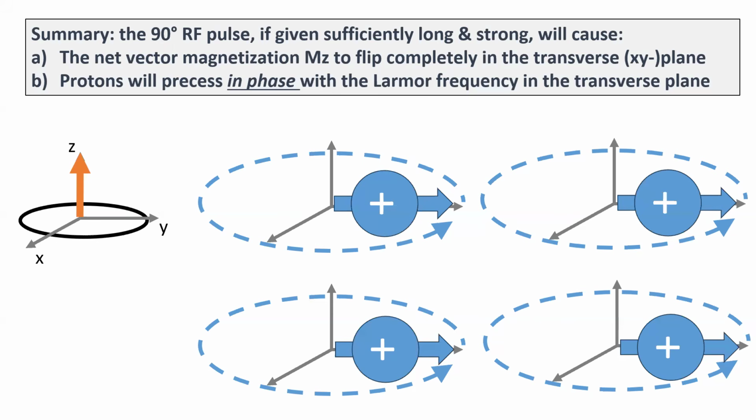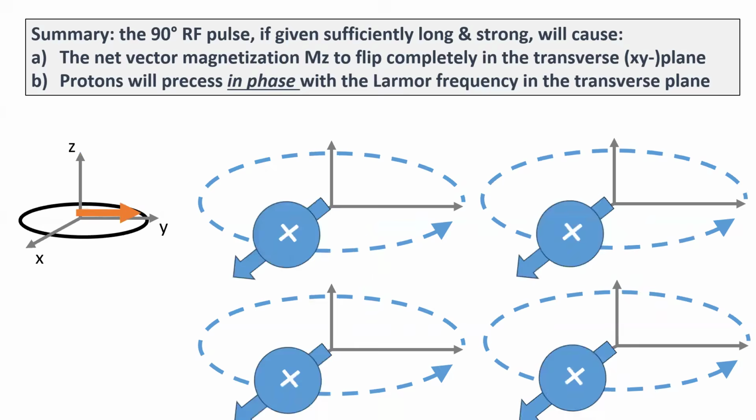So, okay, to summarize, we give a 90 degrees radiofrequency pulse. This is adding energy or giving energy to the protons in the body, pushing them out of the longitudinal plane, and this is what happens.